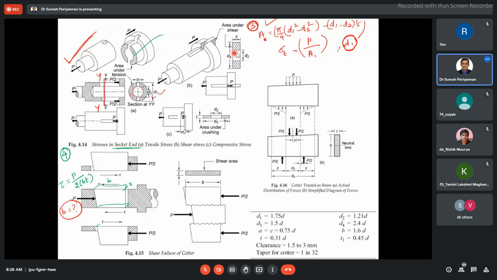Now see the side view. We know this inner diameter D2 because of the hollow portion, and the outer diameter is D4, as we discussed already. Then what is the area? It is D4 minus D2 into C. Then what is the shear stress in this region?